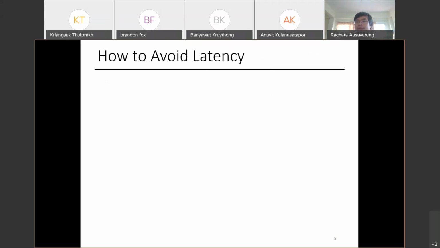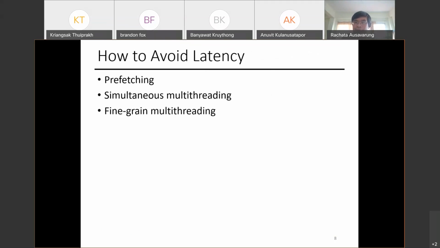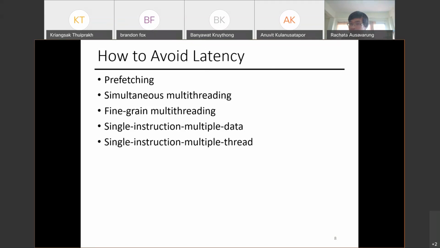So there are multiple things you can do to avoid latency. First of all, there is a concept called prefetching. I'm going to talk about simultaneous multithreading. I'm not going to talk about fine-grained multithreading because this will be the third time I talk about it. Then SIMD, which we already talked about, and SIMT, also already covered. So we'll skip those three topics, including GPU. And then there's VLIW, very long instruction word, which we'll talk about at the end of this lecture.